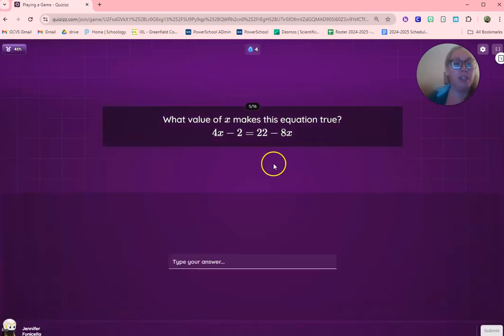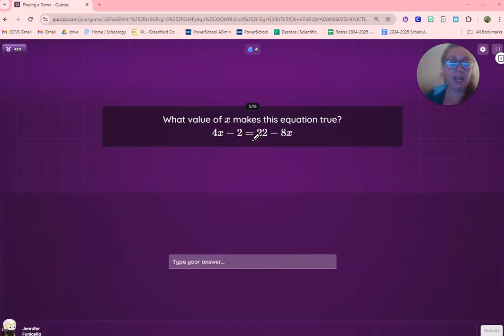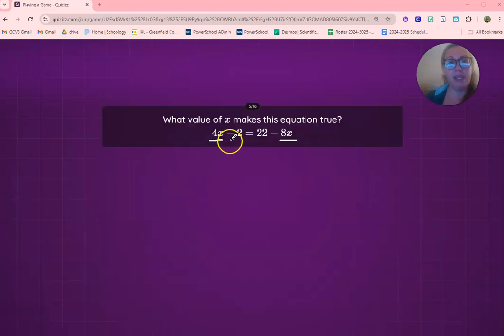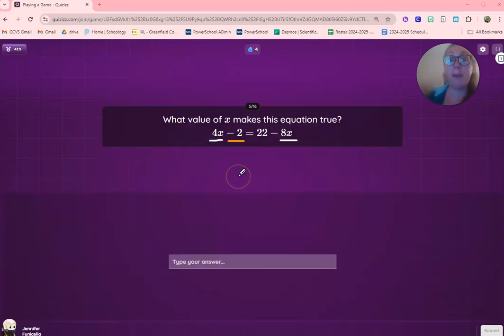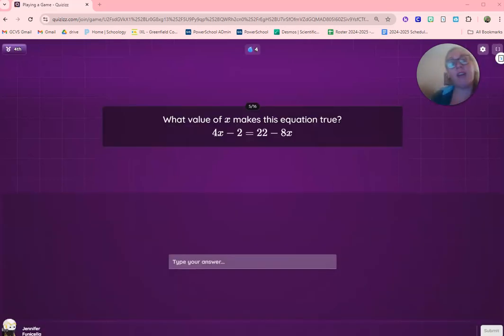Question 5. What value of x makes this equation true? So we have 4x minus 2 equals 22 minus 8x. So notice we have our left side of the equation and then our right side of the equation. And there's some x's on the left and some x's on the right. And then there's some constants, or just numbers, on the left and numbers on the right. So we want to get our x's together and then our numbers together.